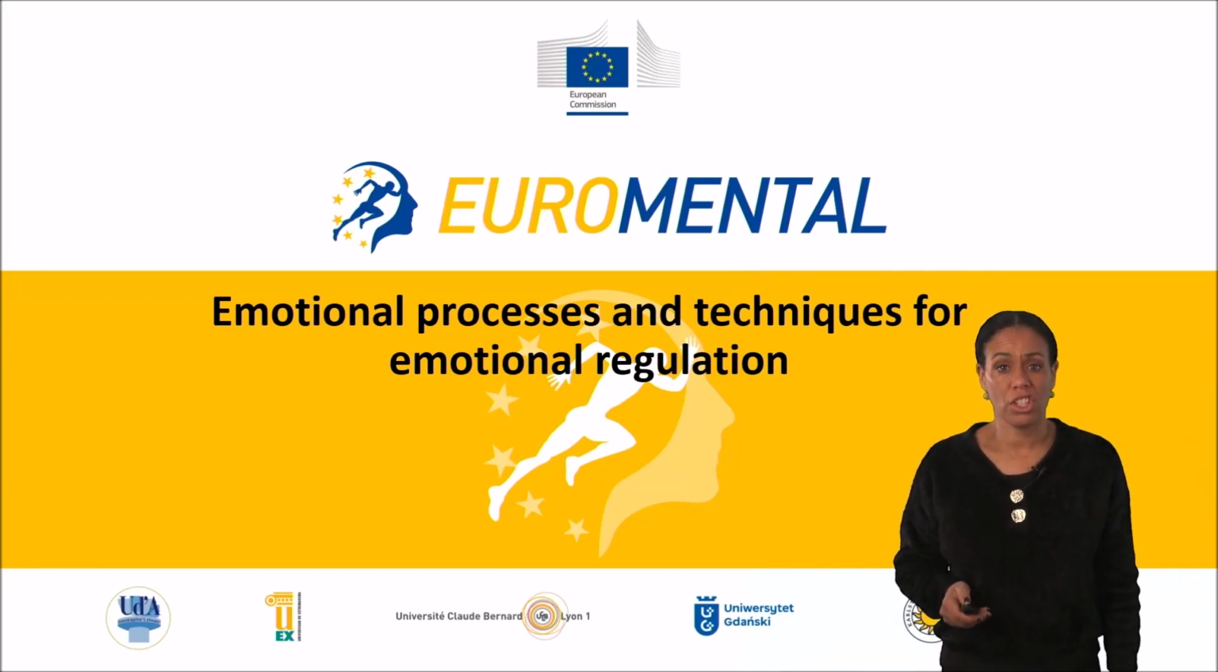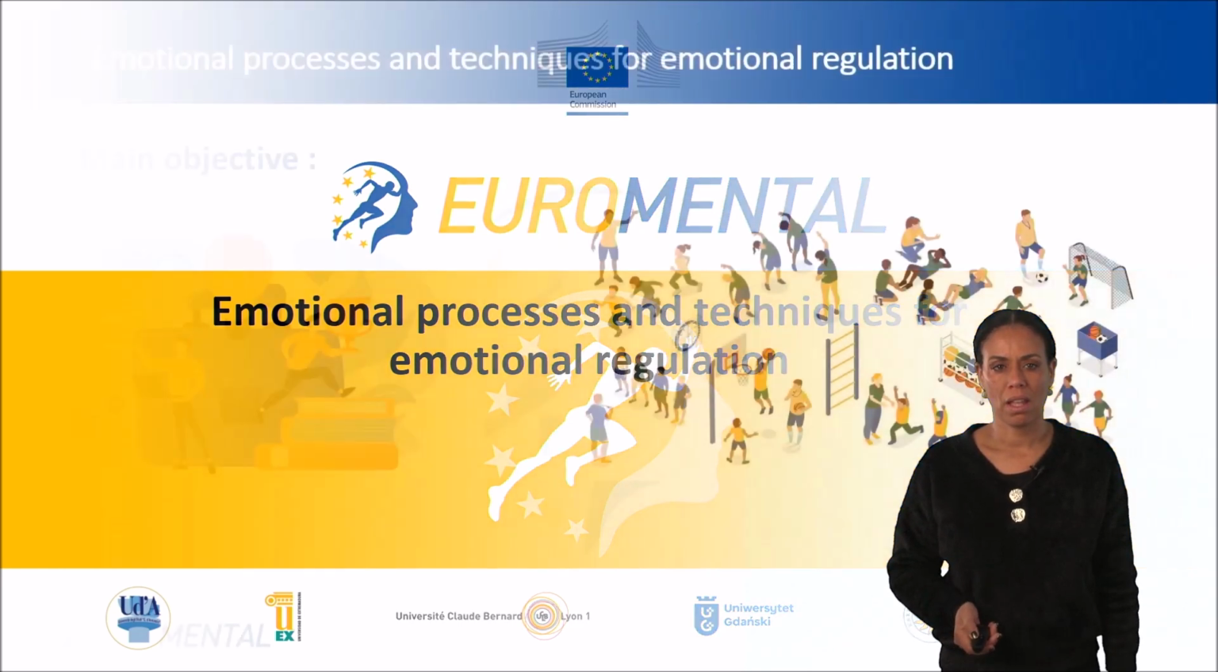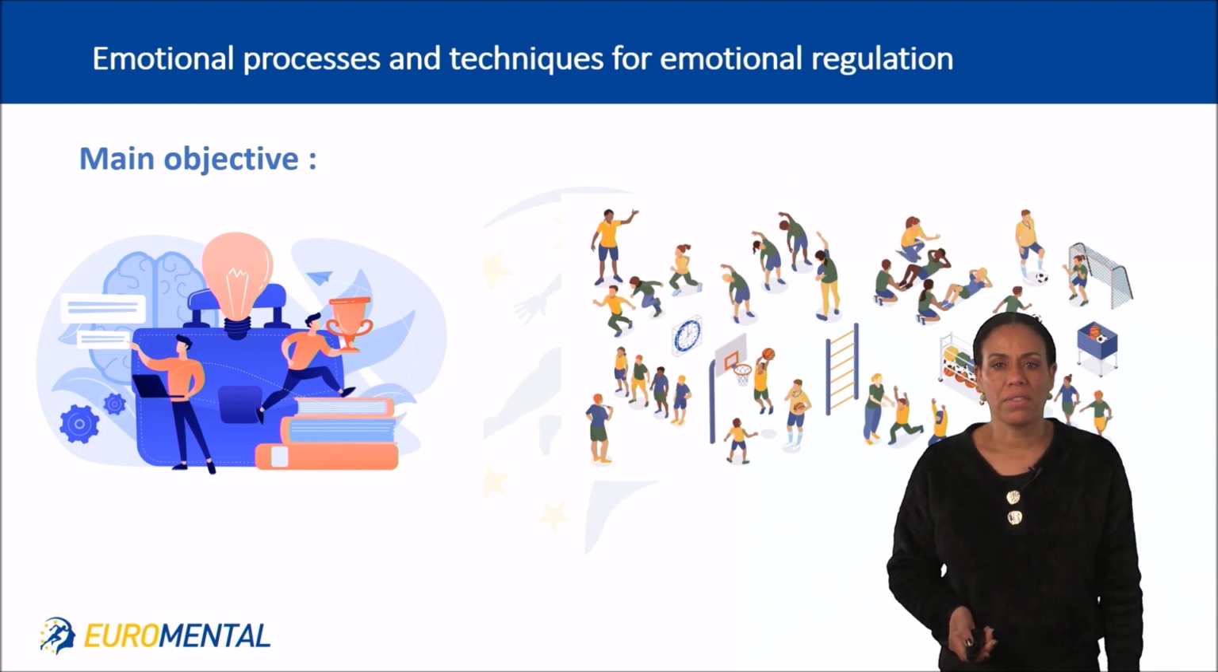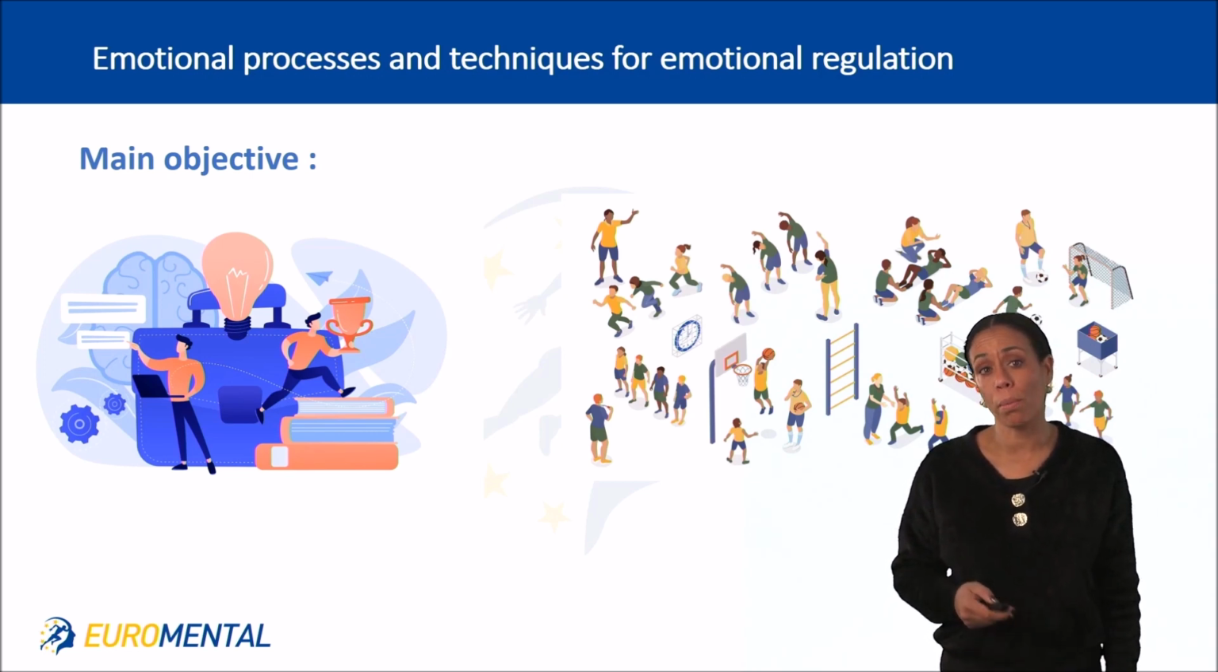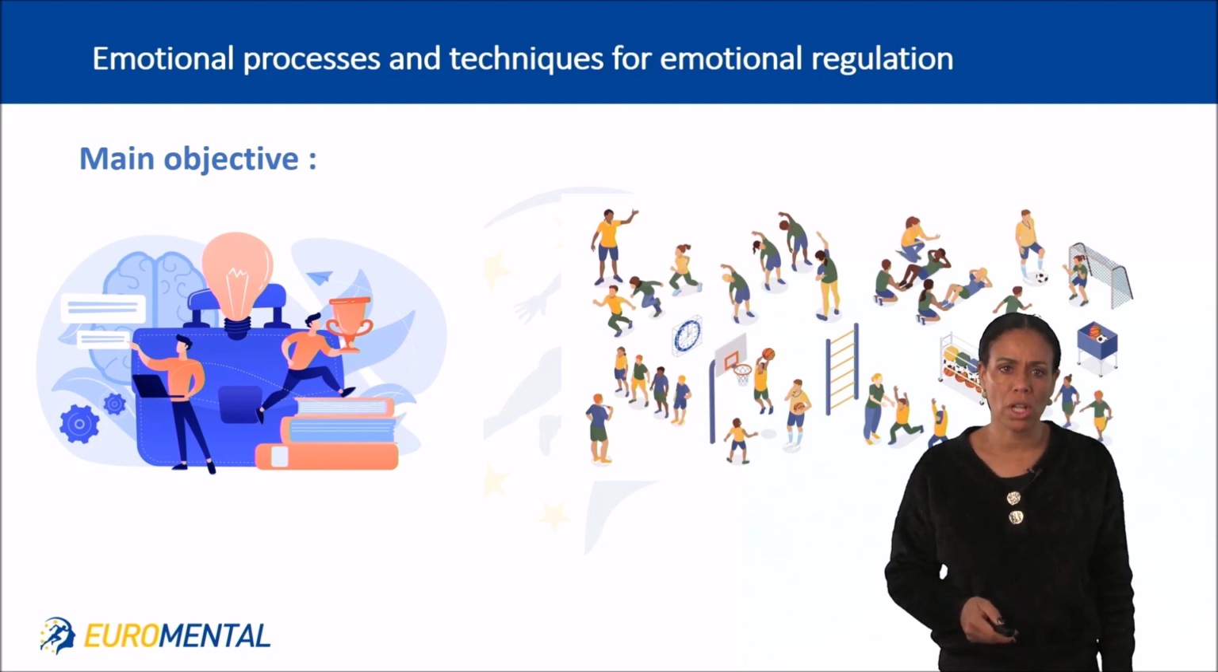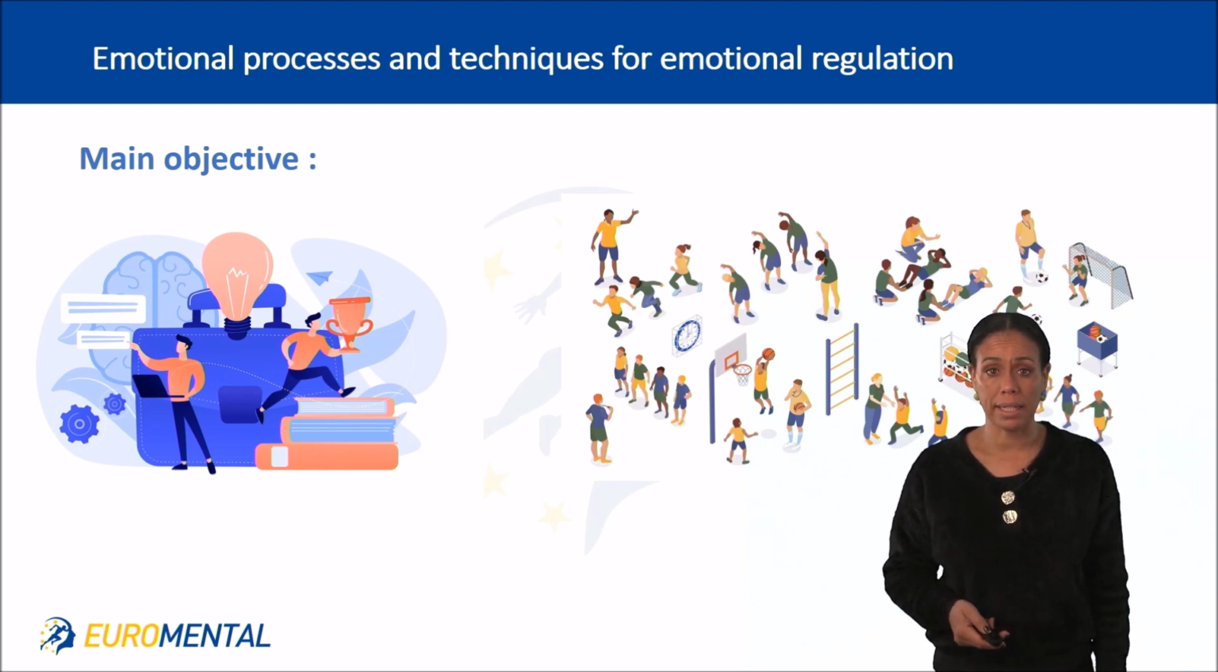Welcome to this teaching unit entitled Emotional Processes and Technique for Emotional Regulation. The main objective of this teaching is to contribute to the fulfillment of the educational goal of the environmental project by providing the knowledge and the competencies related to emotion and emotional regulation, as well as the strategies that coaches can use in order to help athletes increase their emotional competencies to optimize their sport performance and well-being.